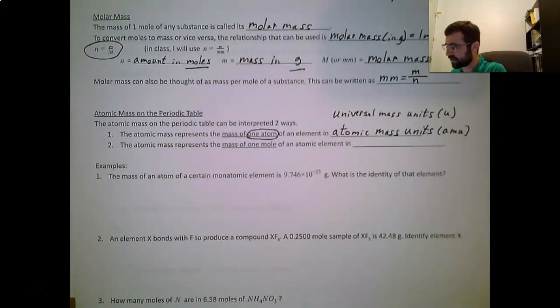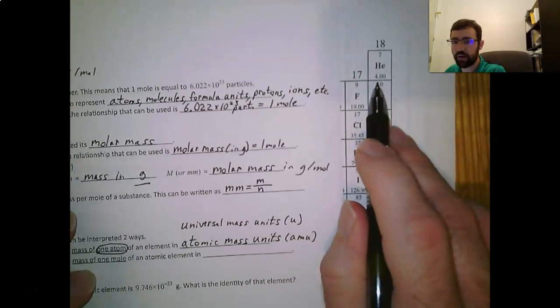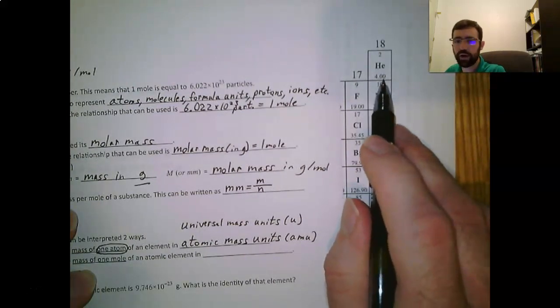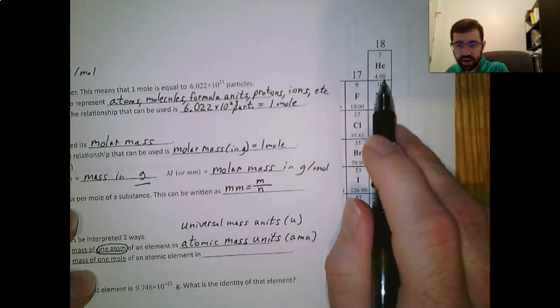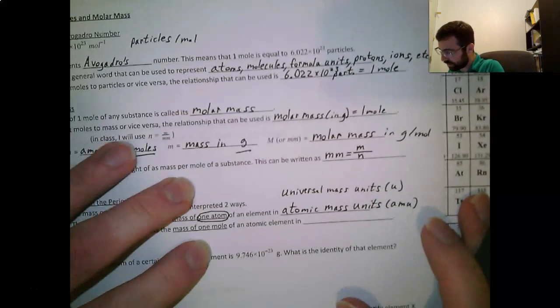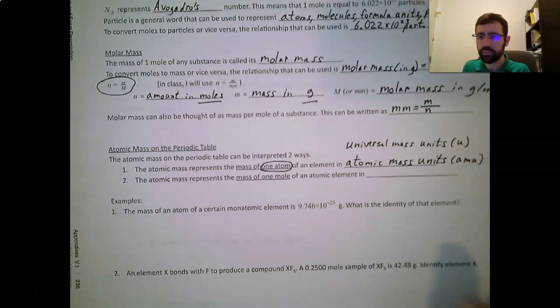So if I look at the mass of one of our elements, like helium is about 4.00, that means it's 4.00 amu. Each atom of helium weighs 4.00 amu. But then we could also look over here.